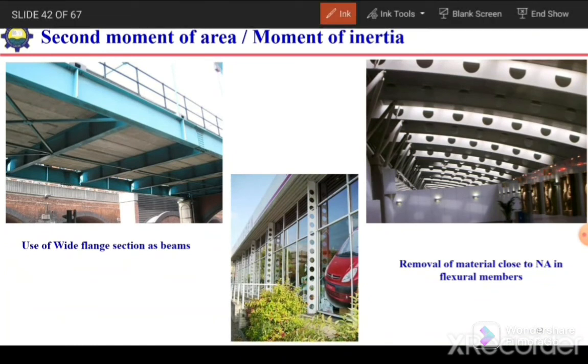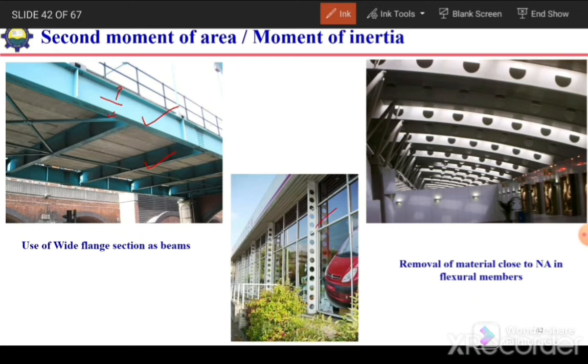So how can we utilize this concept in structures? In practice, we use W sections in the case of beams. This is because the W section or I section has a higher moment of area. We have reduced the material close to the neutral axis and placed it farther from the neutral axis. As a result, the stiffness has increased.